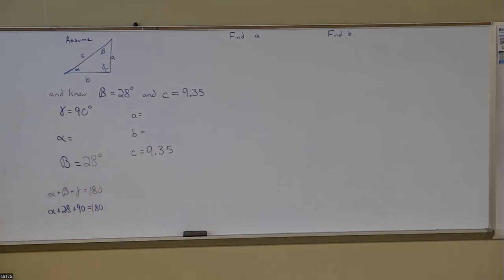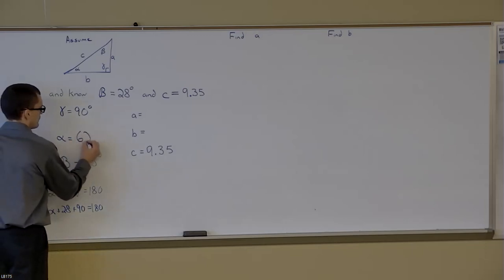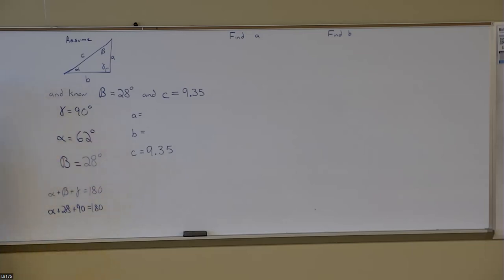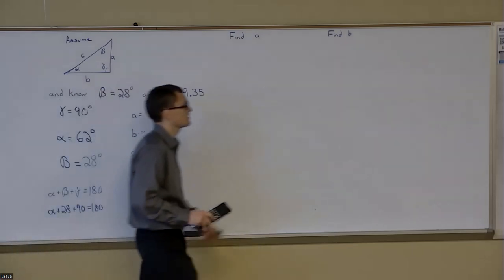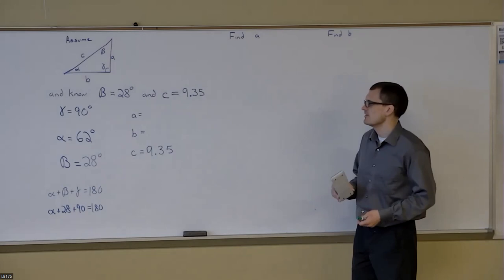All right, let me do this. So let's start out by finding the alpha. Everybody was getting really good at the 3 angles adding to 180 degrees. So I take 180 minus 90 minus 28, and that gives me 62. So alpha and beta always have to add up to 90. So that's a quick, hopefully easy find.